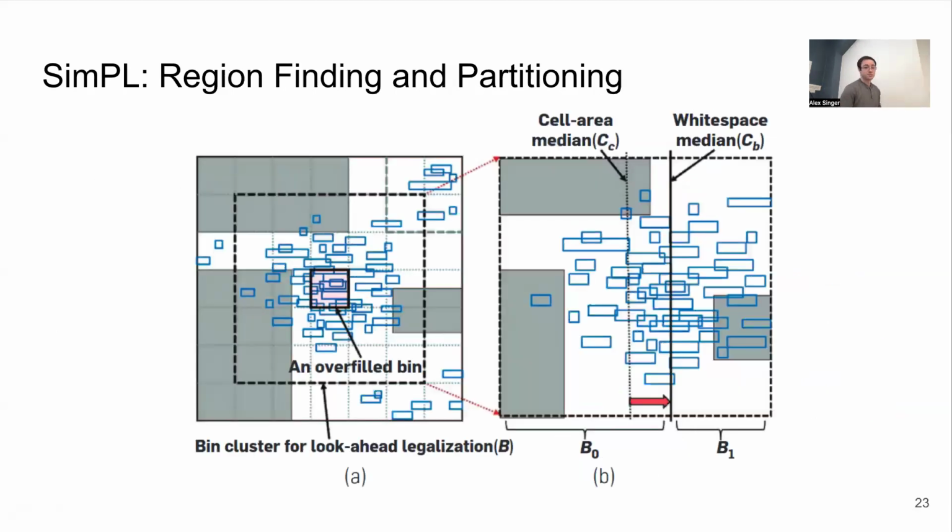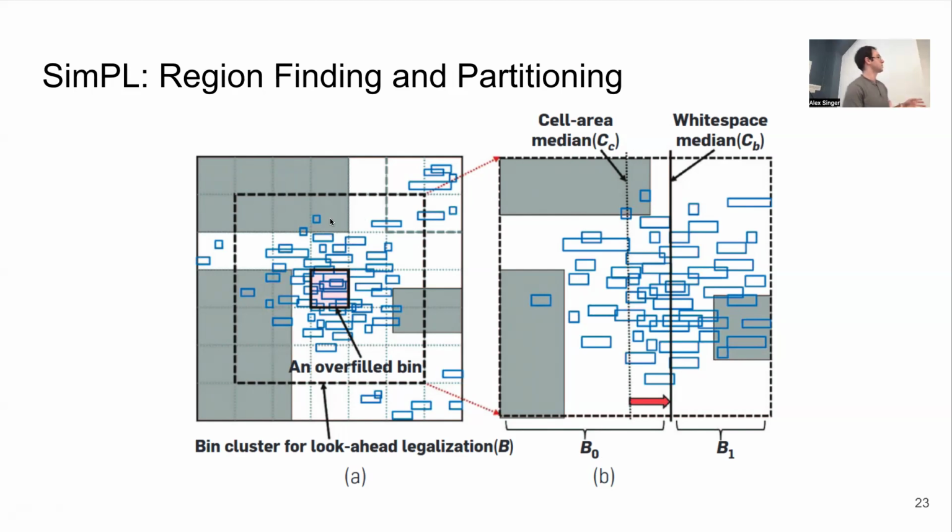So this is a very good picture from the paper that explains this technique. We have an overfilled bin right here, but what we find is that this one's also overfilled, this is overfilled, this is overfilled, and so on. So what we do is we create a clustering or a bin cluster for look-ahead legalization. That's this big dashed region.